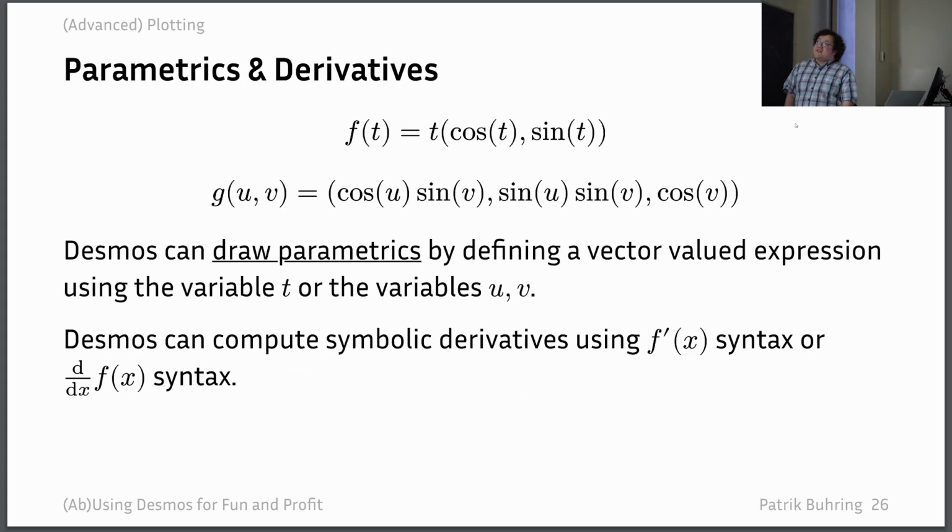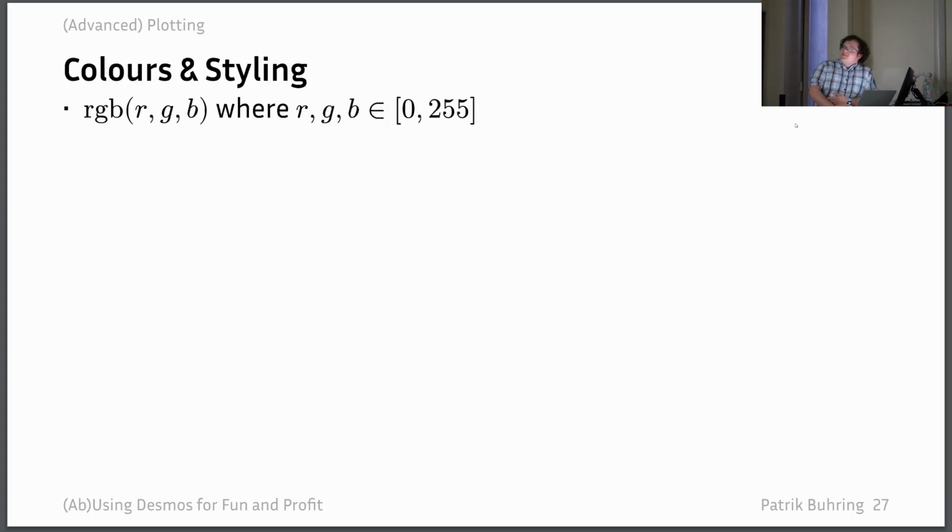You can also draw parametrics. For example, here f of t is a function that spits out a point. If you just say f of t, then Desmos will try to draw for t between 0 and 1, and you'll get a nice spiral. If you do the same thing with two variables and it produces a 3D point, you'll get a 3D parametric, and it'll draw a surface for you instead. I'm not actually going to click on that because it's just part of a sphere.